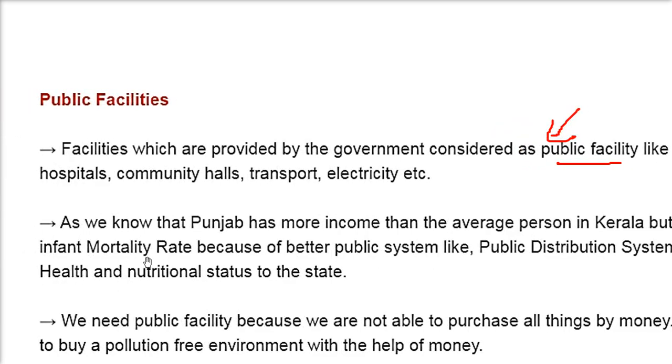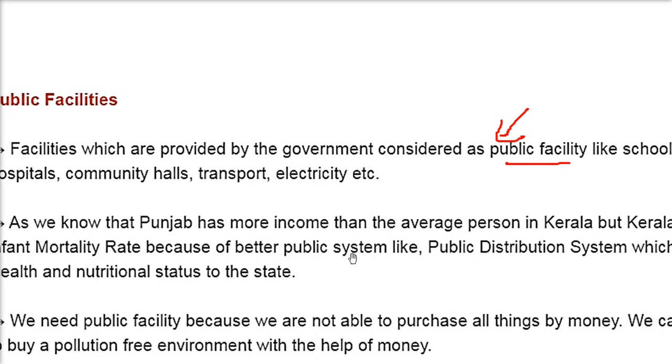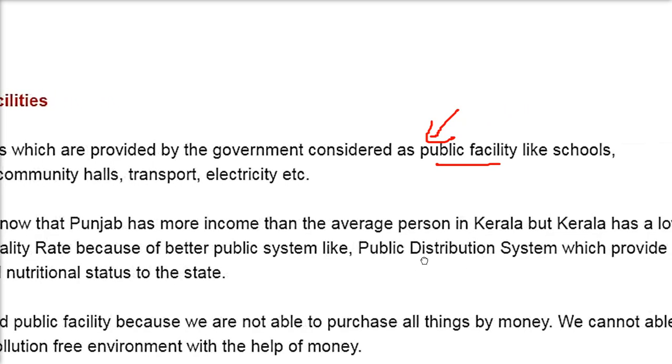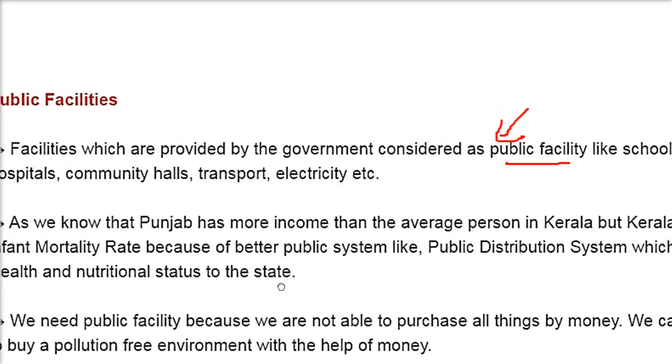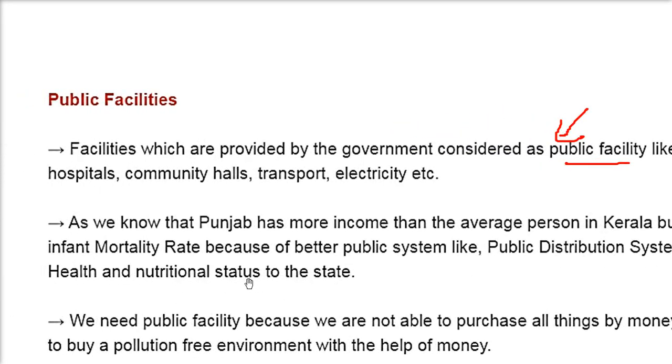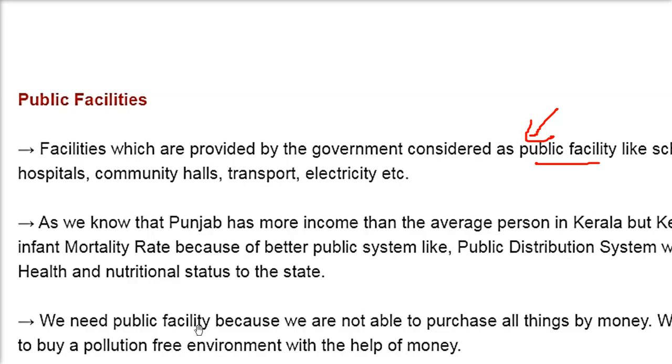So as we are aware, Punjab has more income than the average person in Kerala, but Kerala has a low infant mortality rate. That is, if you take 1,000 kids, they are dying less as compared to other parts of the country, because of the better public system, better government control, better government facilities, like the PDS, public distribution system. This is a system where the ration, that is the basic rice and wheat, etc., is distributed at a very cheap and nominal price by the government. So it provides for the health and nutritional status of the state.